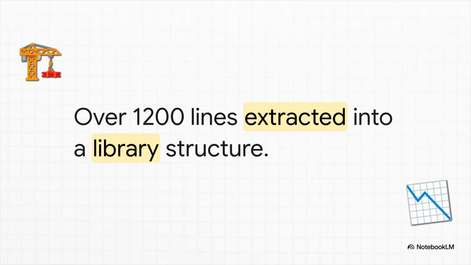Over 1,200 lines of monolithic logic were stripped straight out of the main executable file and extracted into a proper library structure in lib.rs. Now, why does this matter to you? Well, moving this logic into a library structure means the core engine can finally be cleanly imported and used by other tools down the line.